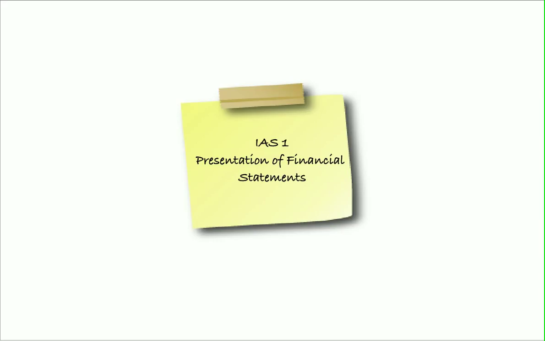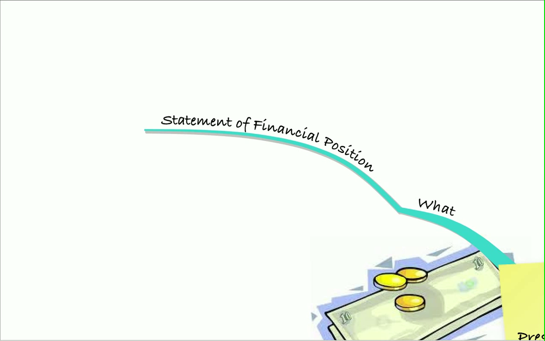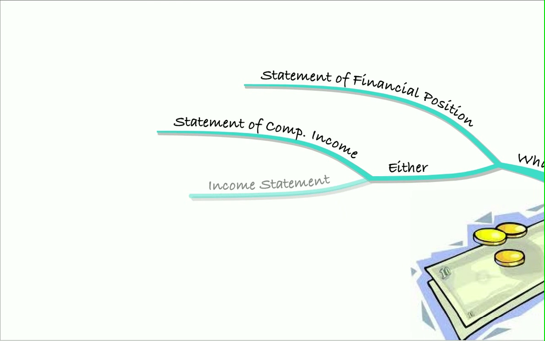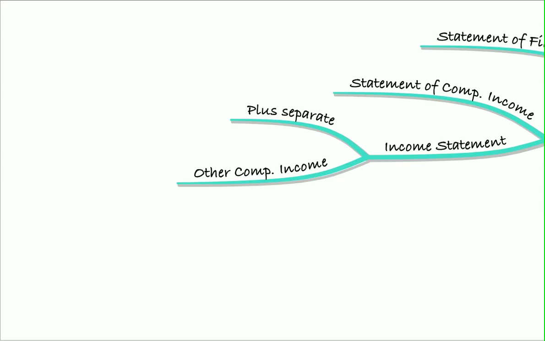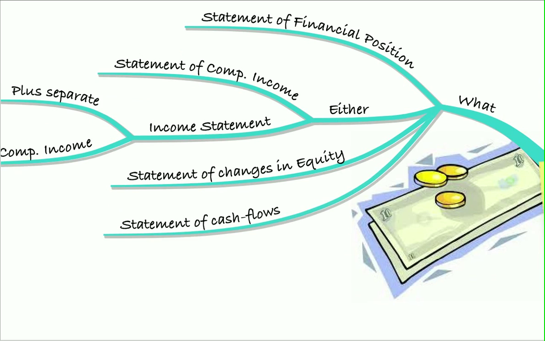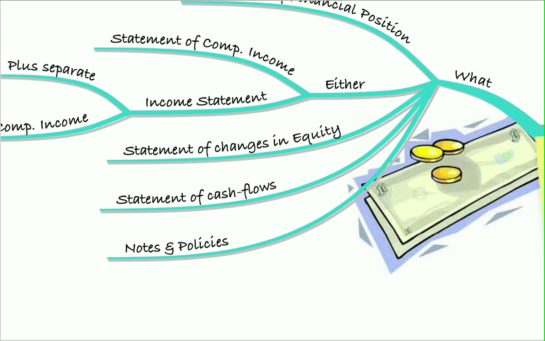Remember, IAS 1 tells us about the presentation of our financial statements. So IAS 1 tells us what we need to include in our financial statements. We need to have a statement of financial position, and we need to have either a statement of comprehensive income plus a separate income statement and comprehensive income. So we either show them all together or we have a separate income statement and comprehensive income. We'll talk about that in a second. We also have to have a statement of changes in equity, and we have to have a statement of cash flows. Lastly, we need to have notes and policies to detail how we have prepared the financial statements.